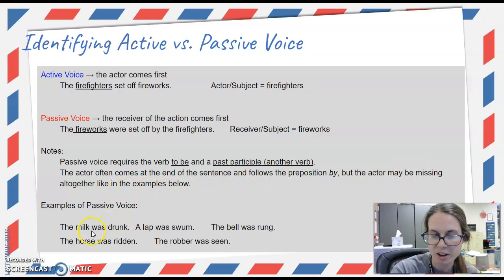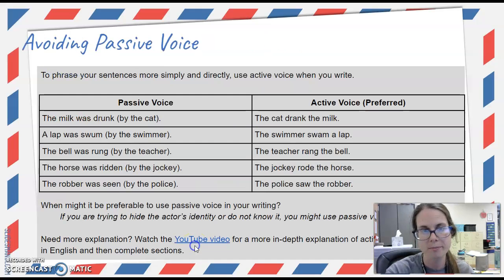These are perfectly fine sentences to show passive voice. The milk was drunk. A lap was swum. The bell was rung. The horse was ridden. The robber was seen. Now, it's a mystery who did the things, who the actor or agent is, but we can at least understand that something happened. We just don't know who did it. And that's why this is passive voice.